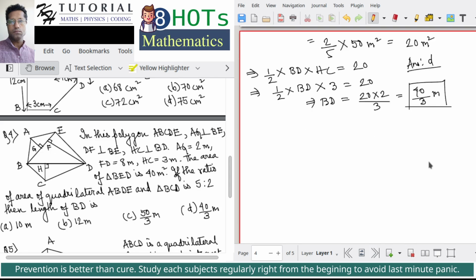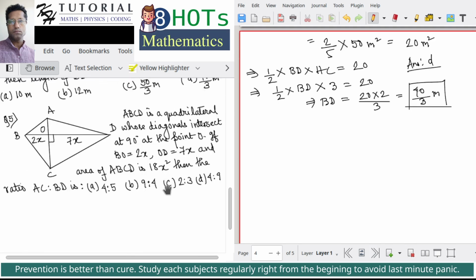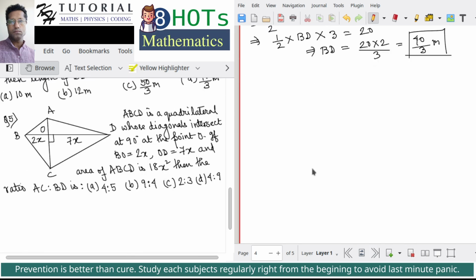Okay, let's do the last problem, that is question number 5. So a figure is given. ABCD is a quadrilateral whose diagonals intersect at 90 degree at the point O. It is only intersecting, it is not bisecting, it is only intersecting at right angle at the point O.